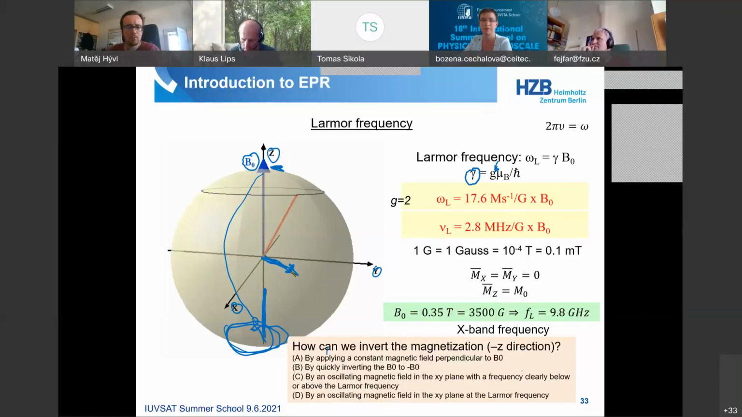Second answer is I'm simply inverting the external magnetic field very quickly to the minus direction and then again into the other direction. Or I have an oscillating magnetic field in the XY plane. So this thing here is moving in the XY plane, and the frequency clearly has to be lower or higher than that Larmor frequency. And the fourth choice is that the oscillating magnetic field in the XY direction directly has to hit the Larmor frequency.